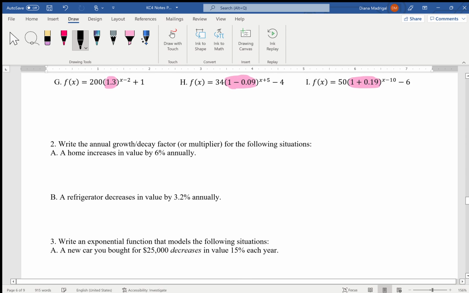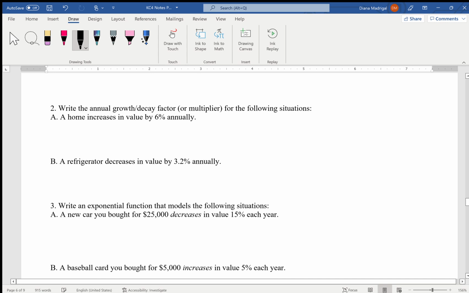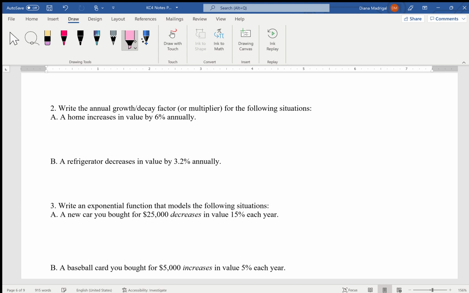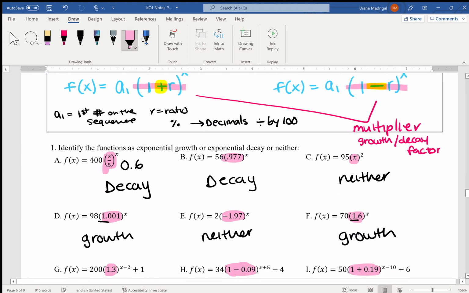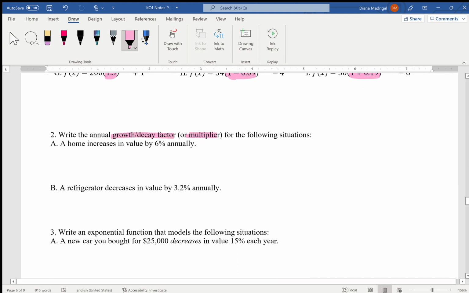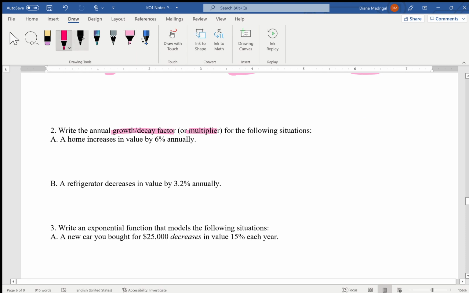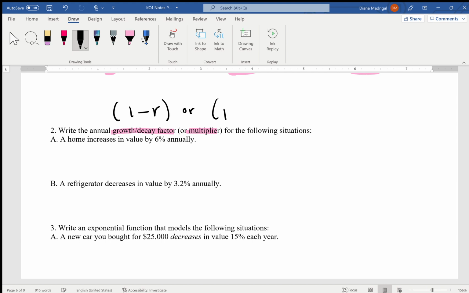All right, the next part of the notes says, write the annual growth or decay factor, or multiplier, for the following situation. So again, they're asking you for the growth decay factor, aka multiplier, and what I just told you in the notes, that is talking about the inside of the parentheses. They just want you to find what number is going to be inside the parentheses. All right, again, that is going to be 1 minus r or 1 plus r, depending on the situation, right?